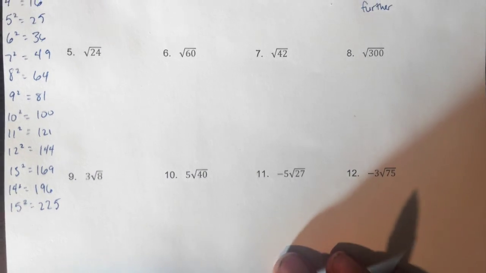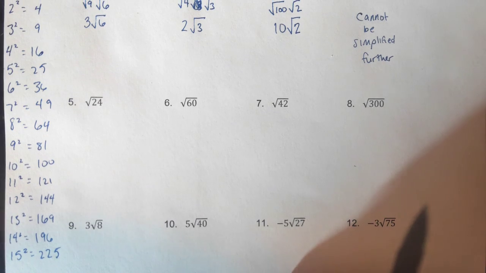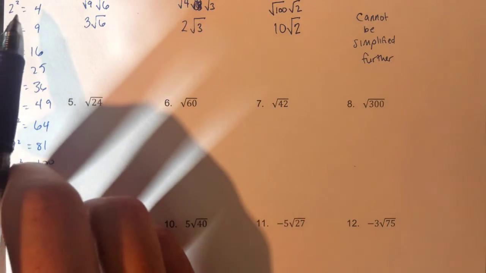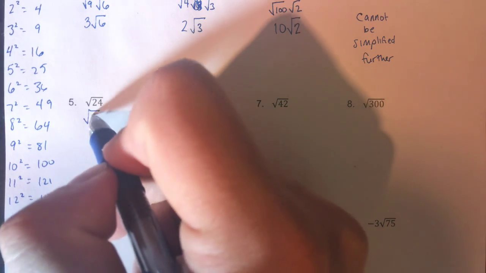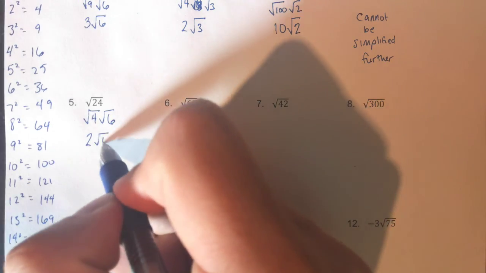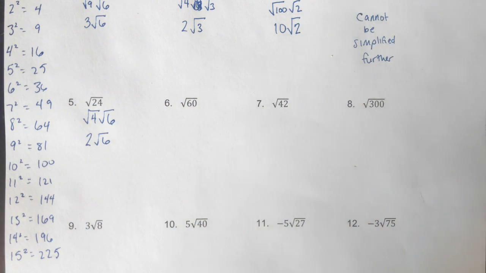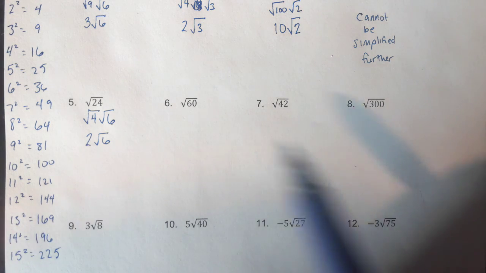We'll move on, a few more examples here. Square root of 24 is next. Again, 4 divides it. I don't think anything bigger does. So you'd say 24 is the same as 4 times 6. The square root of 4 is 2. So you have 2 times the square root of 6. 2 square roots of 6. No perfect square divides 6. That's as far as it will go.